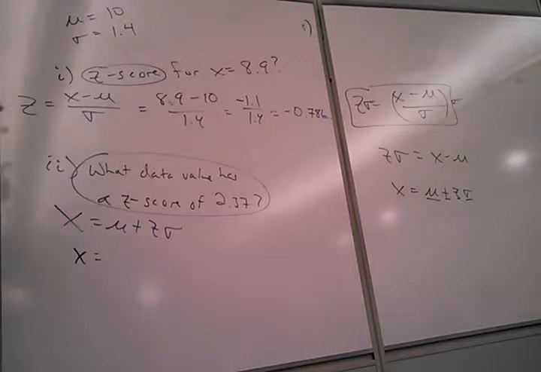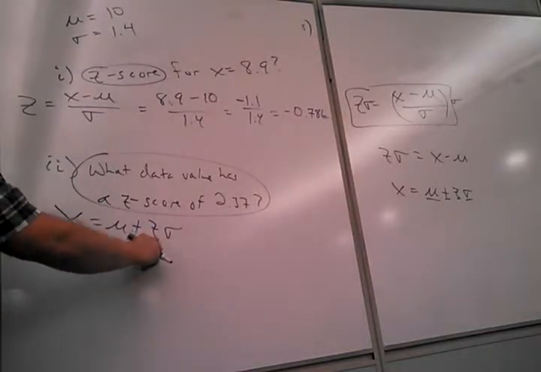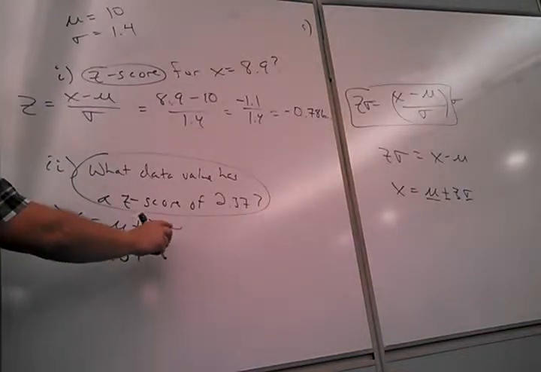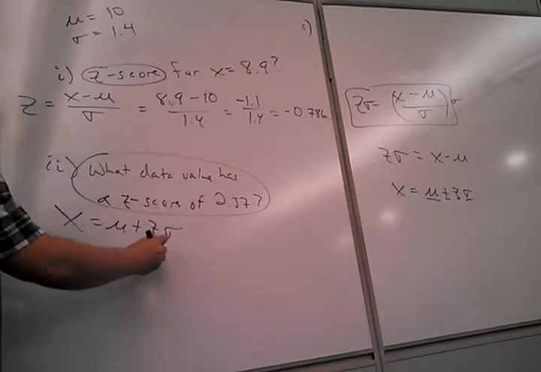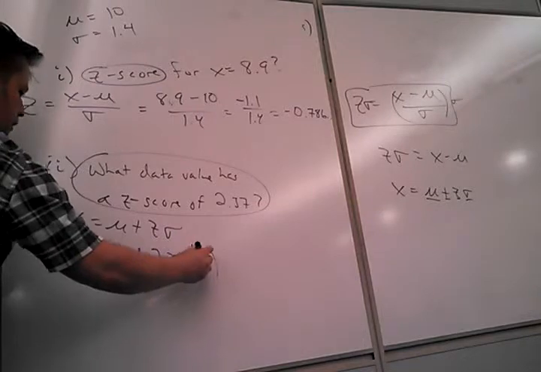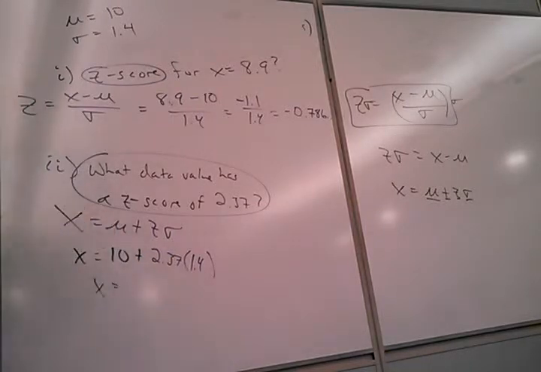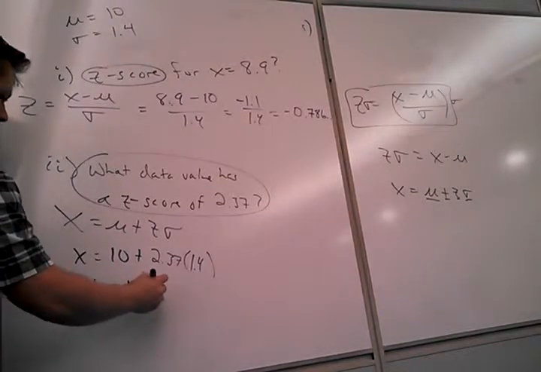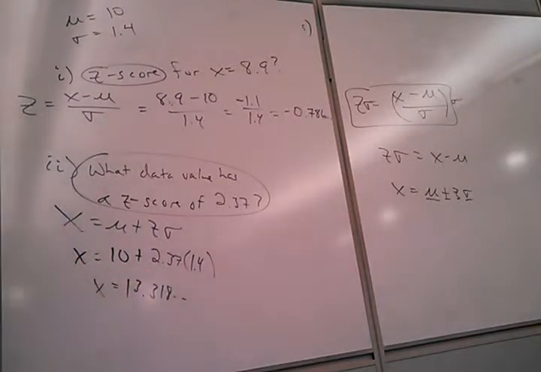So what's the mean? It's still 10. Z is 2.37. And the standard deviation is 1.4. Now you just have to do that. 13.318. Okay.